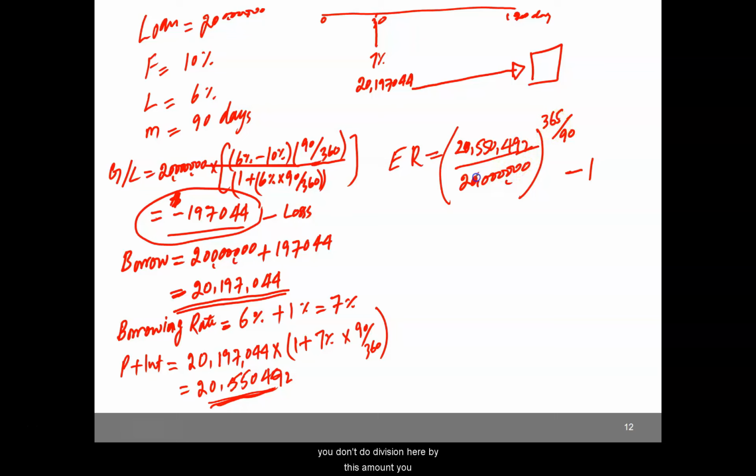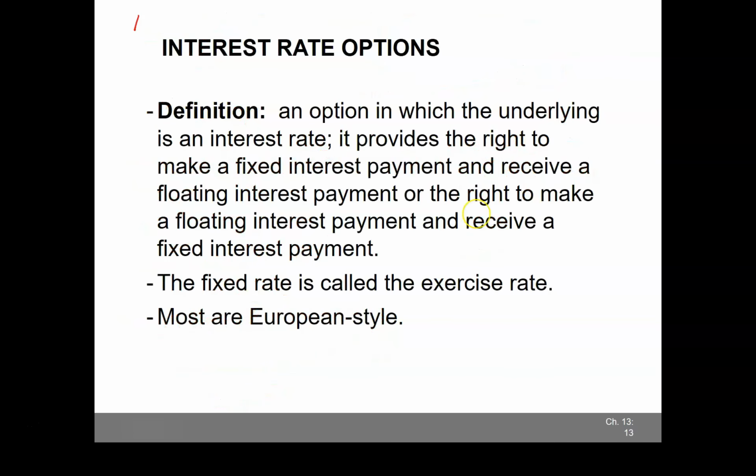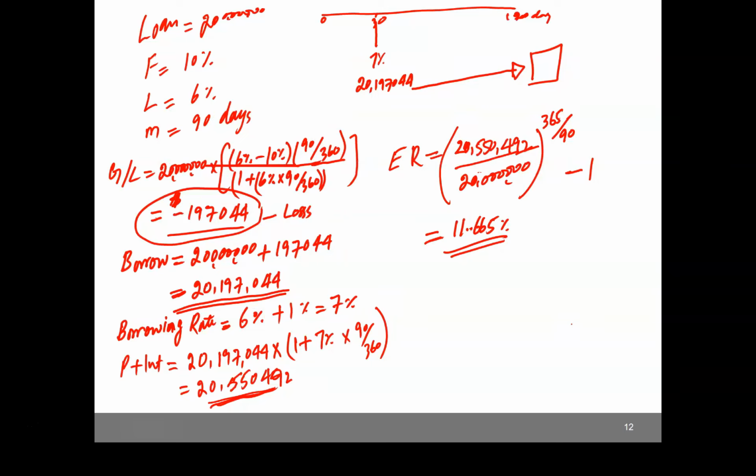You don't do division here by this amount, you divide it by the original loan amount, and then when you raise it to the power, it will be not 360 but 365. If you solve this, the effective borrowing rate is around 11.6%, which is approximately close to what we have in the table.